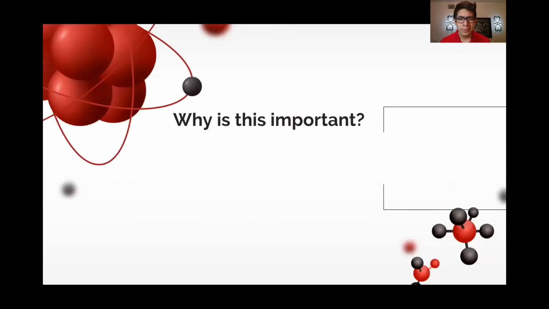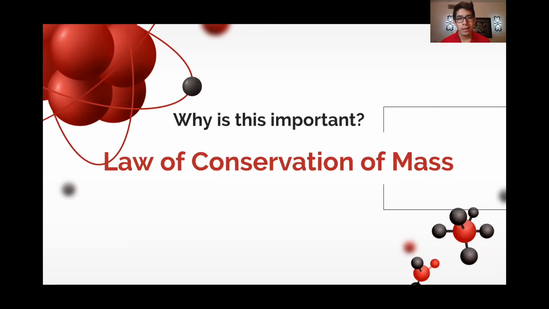So why is this important? Why does it matter that we're balancing equations and making sure that it's equal on either side? Well, this leads to a very important concept in science known as the law of conservation of mass. So I just want you to think about what this law might represent. You can pause the video now, come up with your hypothesis or your theory for what it means, and then go ahead and push play once you've got something in mind.